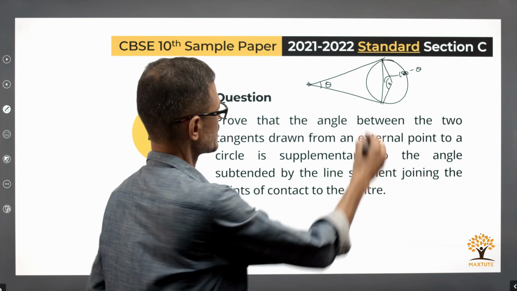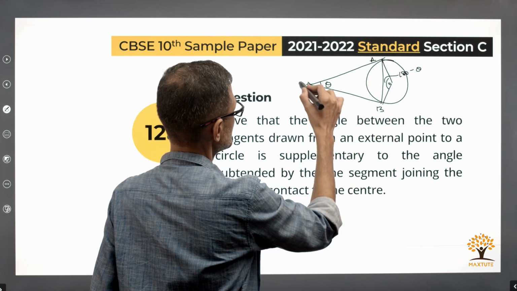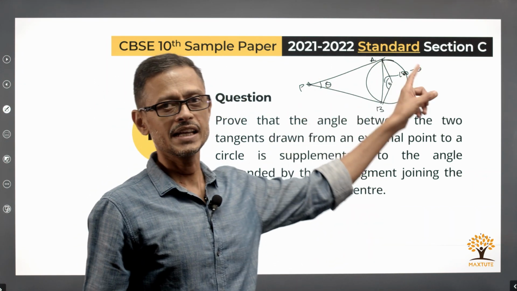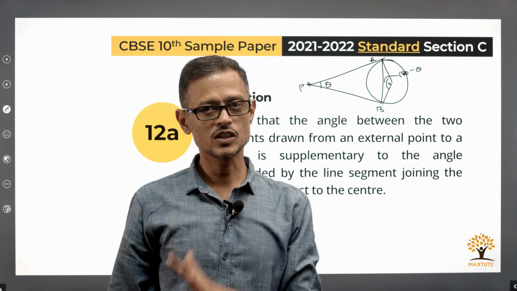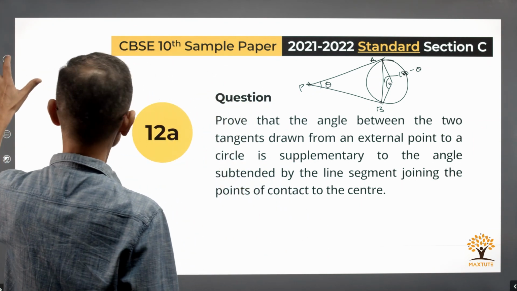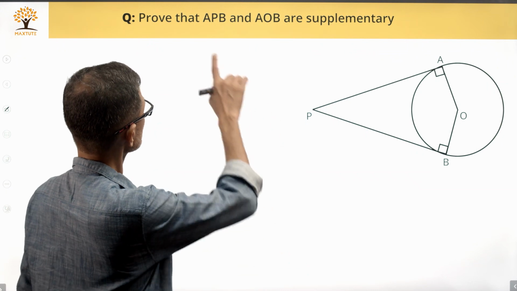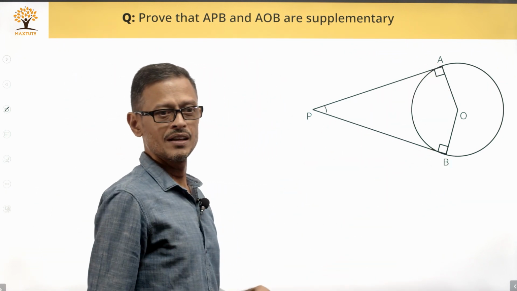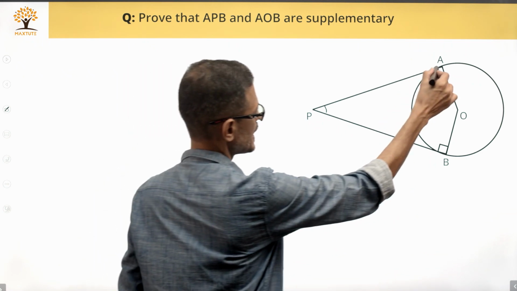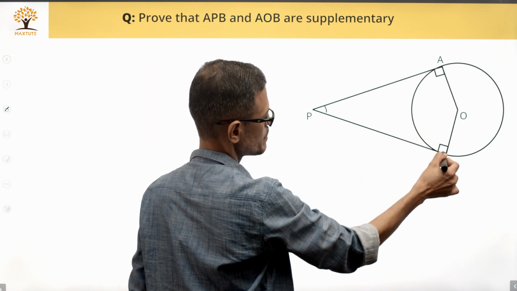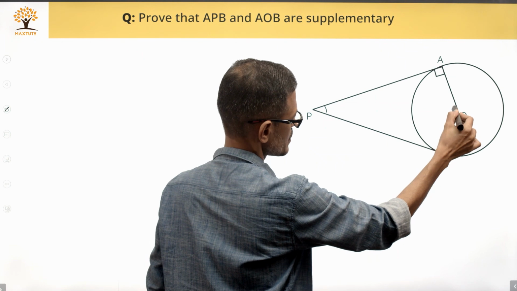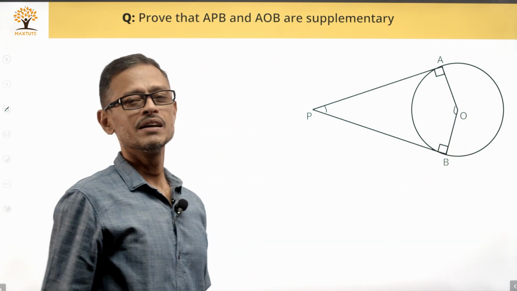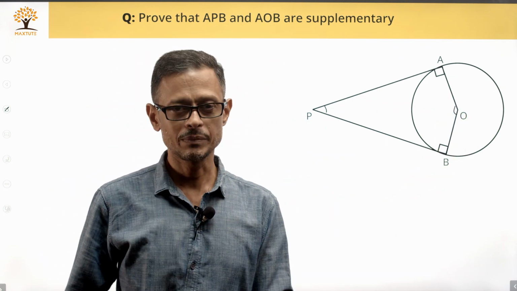We need to prove, for example, if this is AB, we need to prove APB and AOB are supplementary angles. That's what we need to prove. Quickly look at it in the next diagram, right? Is everything clear till this point? What we need to prove? We need to prove that the angle between the two tangents and the angle subtended by the line joining the place where the tangents meet the circle with the center of the circle, which is this angle, angle AOB. We need to establish that these two angles are supplementary.